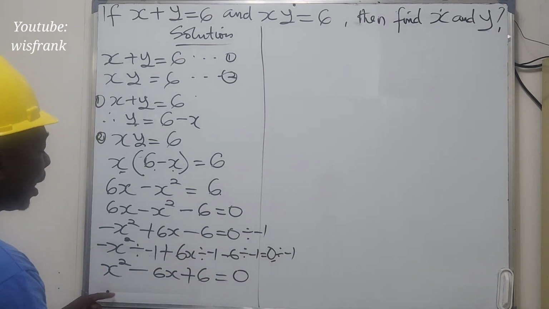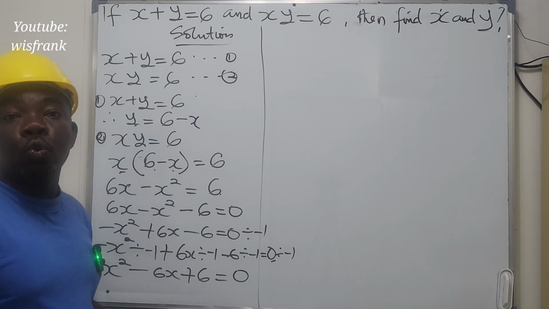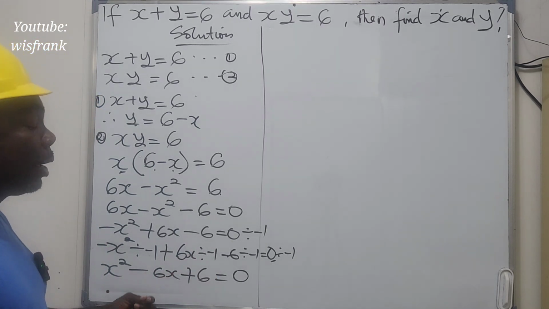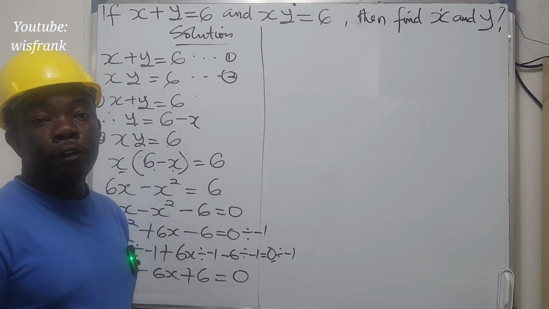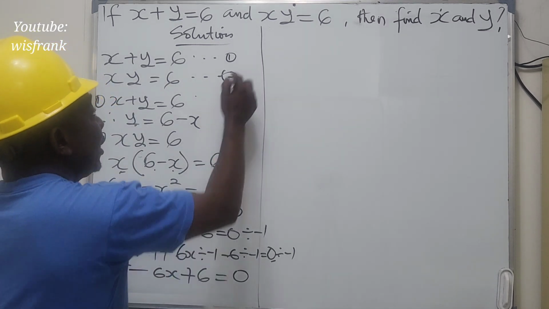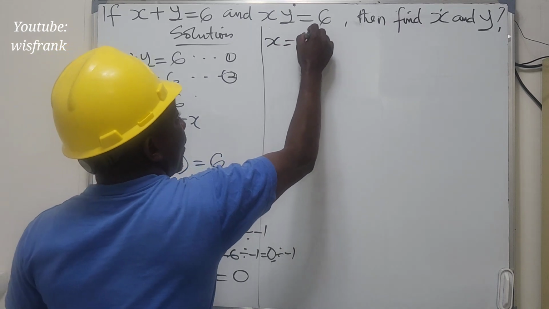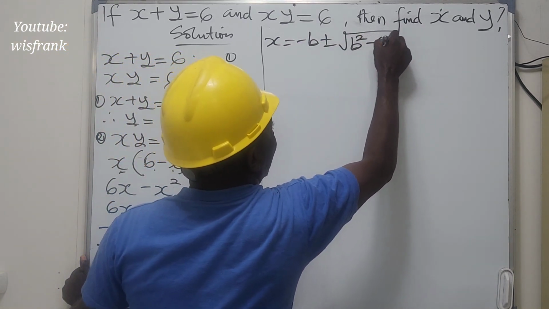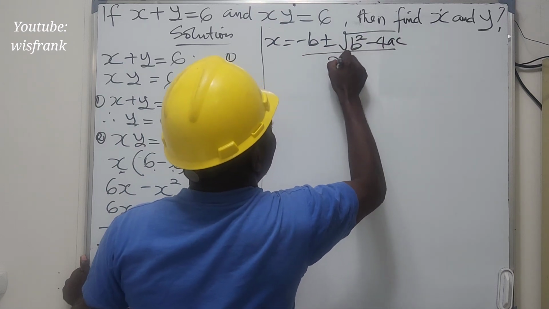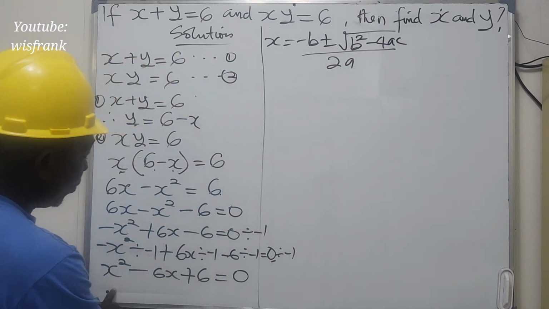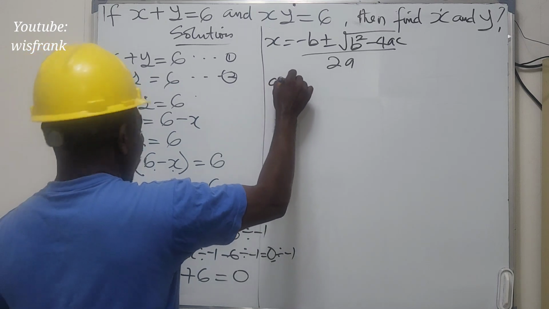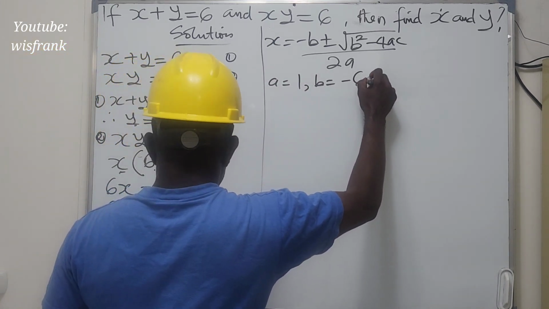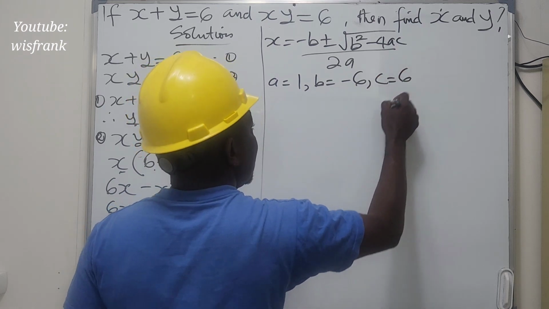So this is what we have as our new equation, which is a quadratic equation. We are going to find the value of x by using the quadratic formula. The quadratic formula is in the form x equals minus b plus or minus the square root of b to the power of 2 minus 4ac, all over 2a. From this equation here, our value of a equals 1, our value of b equals minus 6, then our value of c equals 6.